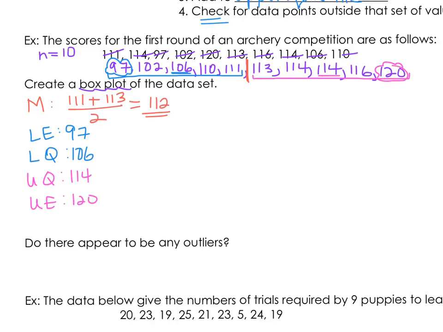Those are the values that you need to create your box and whisker plot. So we start off by creating a number line. And our number line has to be sure to include our extremes. So we need to have 97 to fit and also 120.